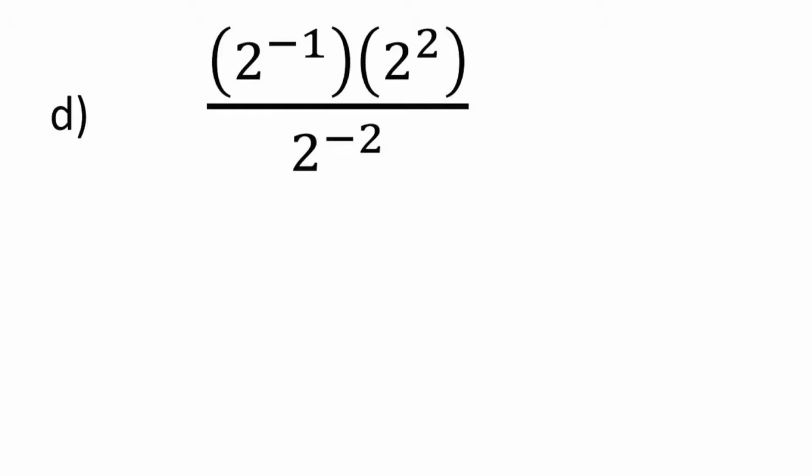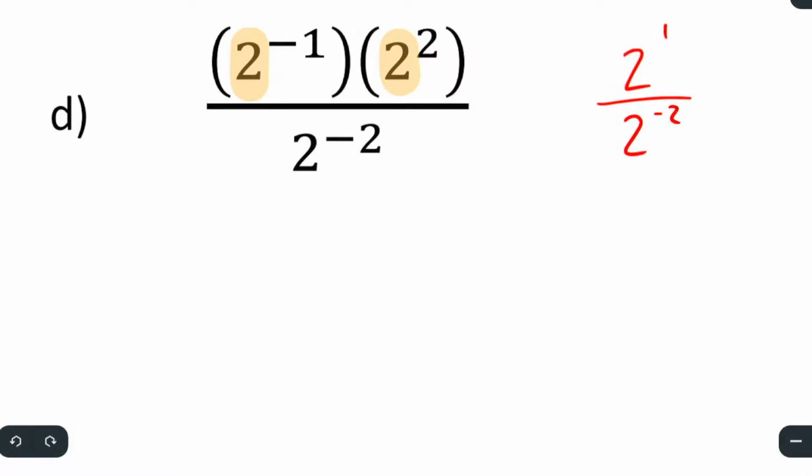So when I look at this in the numerator, I have 2 raised to the negative first power times 2 to the second power. Well, when I use one of my laws of exponents, that just becomes 2 to the first power. So that numerator is just 2 to the first, or 2. And in my denominator, I have 2 to the negative second power.